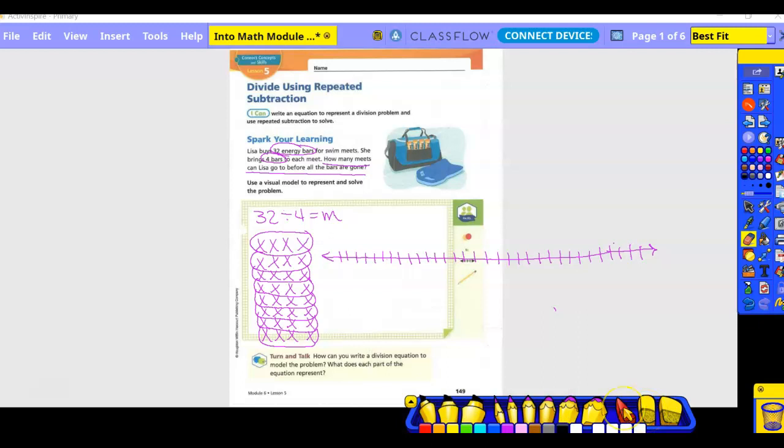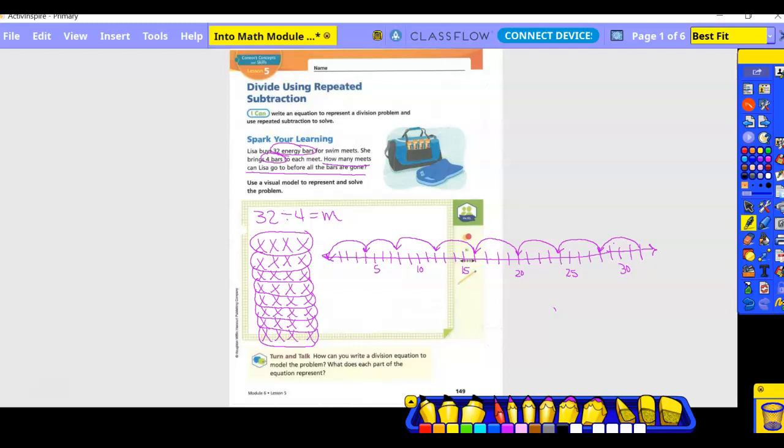So I'd go back by 4. I'd go back to here. And then I marked a few tack marks to help me keep in line. And then I would go back 4 more again. And then 4 more again. And then 4 more again. And then 4 more again. And I just keep going in groups of 4 until I get back to my start.